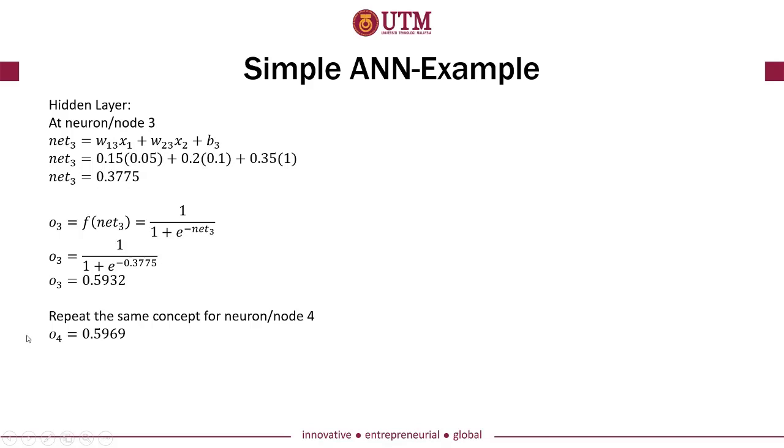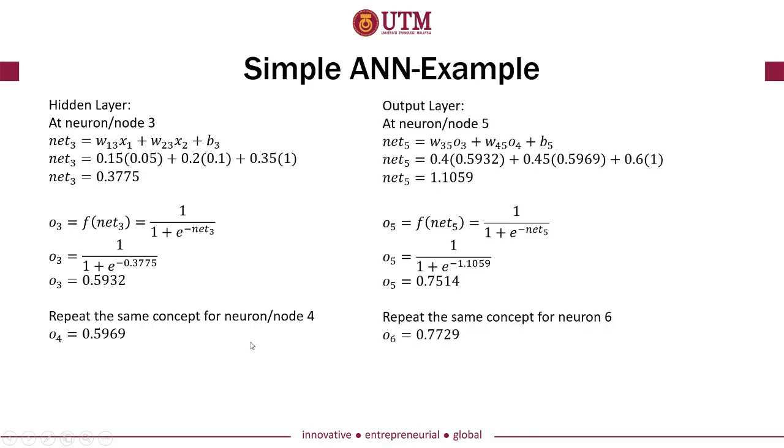I hope later you can try to calculate this one to check whether this answer is correct or not. Okay, you need to repeat this process again to find the O4 there. And then after you find O3 and O4, of course you can proceed into the output layer there. Then you just calculate, then you get net5, and then from net5 you get O5, and then you repeat the same process to find O6 there. Once you find O6, of course the O5 and O6 over here should be your Y hat 1 and Y hat 2.